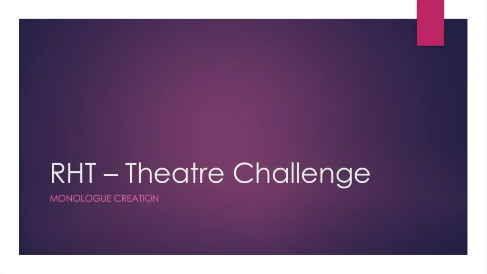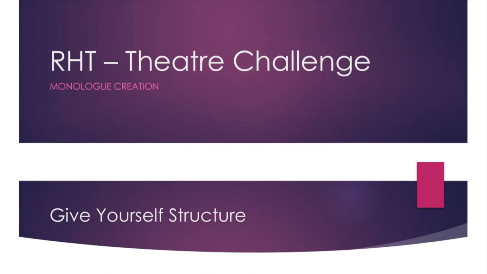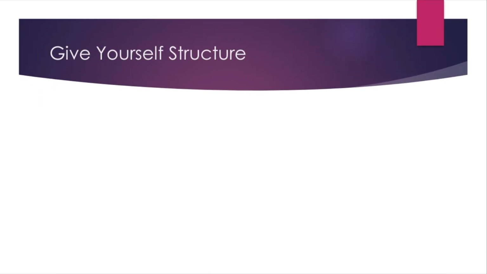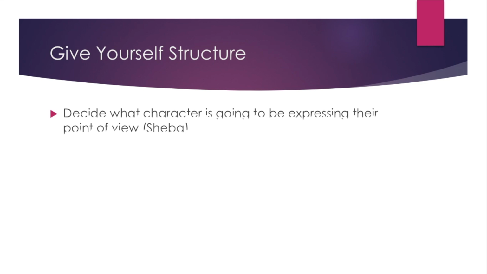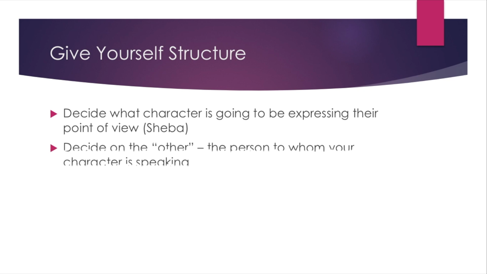So for today's Roundhouse Theater Challenge about monologue creation and then acting it, here are some helpful reminders. Give yourself structure. The first thing you should do is decide what character is going to be expressing their point of view. So if I were creating a monologue from the perspective of my pet, I'm going to use Sheba. So I decide that Sheba is the person that is going to be speaking this monologue. The next thing I'm going to do is decide to whom Sheba is speaking.